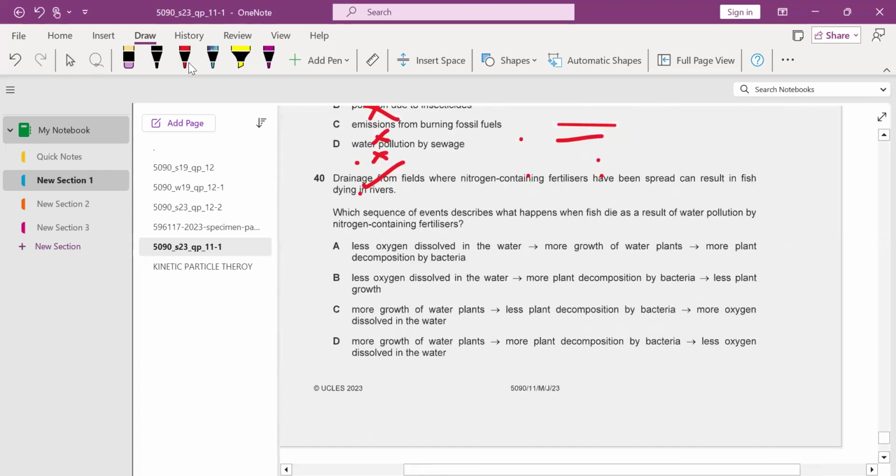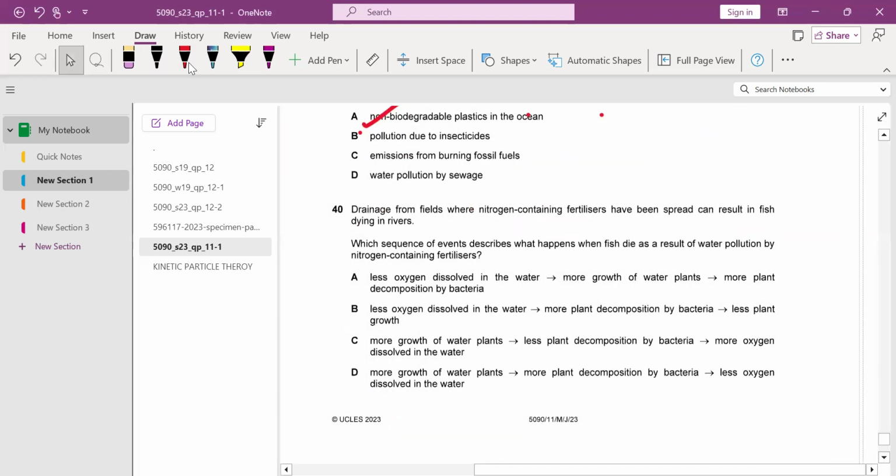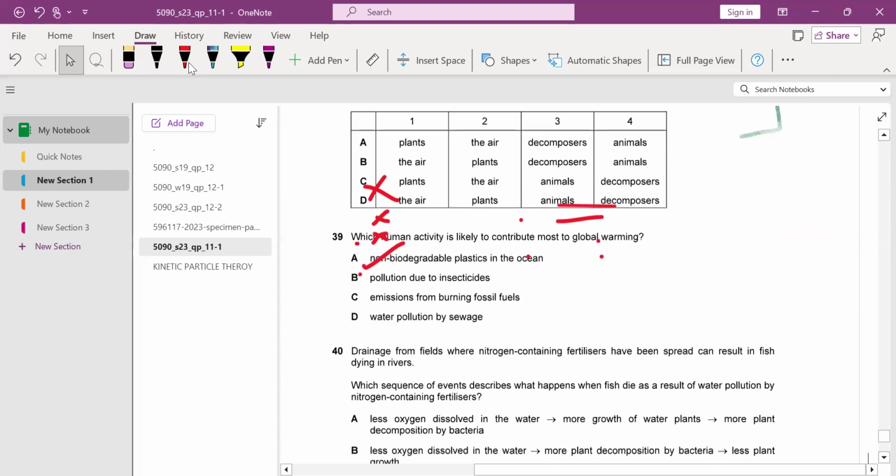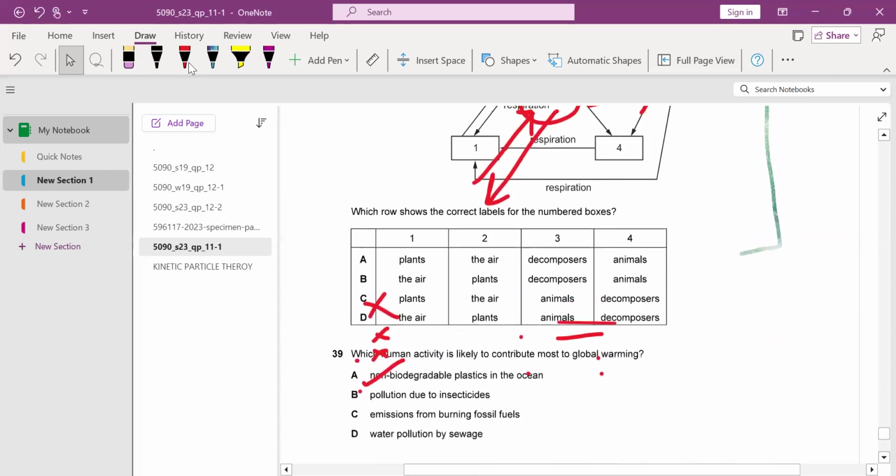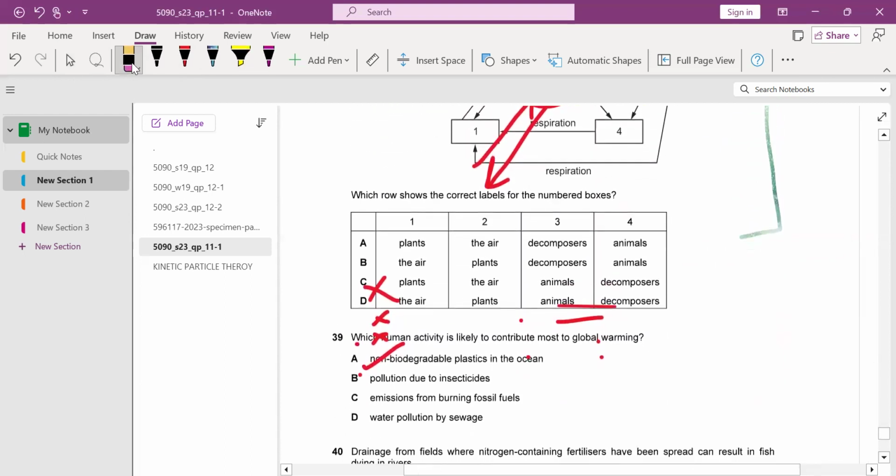Question number 39. Where is it? Yes. Just a second. Here is question number 39.